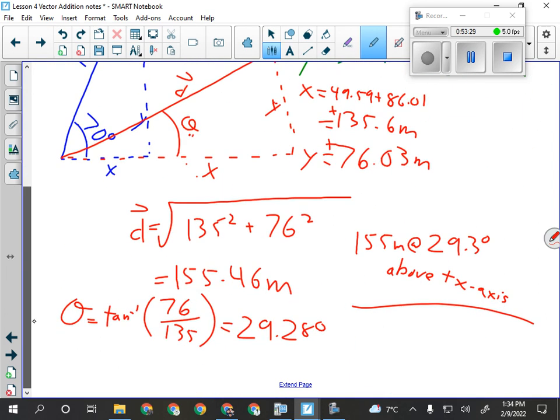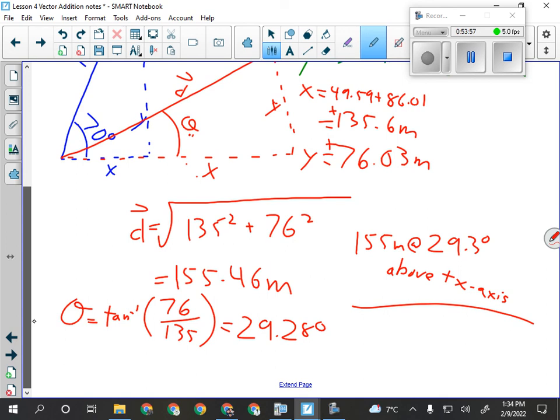Okay, is there a possible second angle that would be acceptable there? I could have the complementary angle to 29.3, so 60.7 degrees, okay? And that would be right of the positive y-axis, which would be a really weird way to say it, but you could do it.